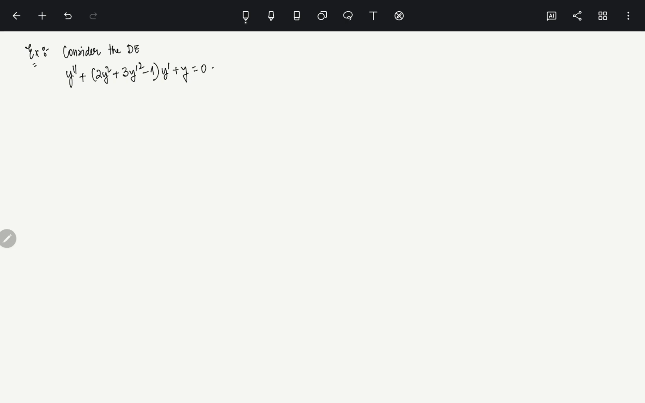Okay, so this ODE is there. Now what we are doing is converting it into a system. This is equivalent to x1 prime equals x2 and x2 prime equals minus x1 plus 1 minus 2 x1 square minus 3 x2 square, and then y prime, so basically x2. Right. So this is the system.